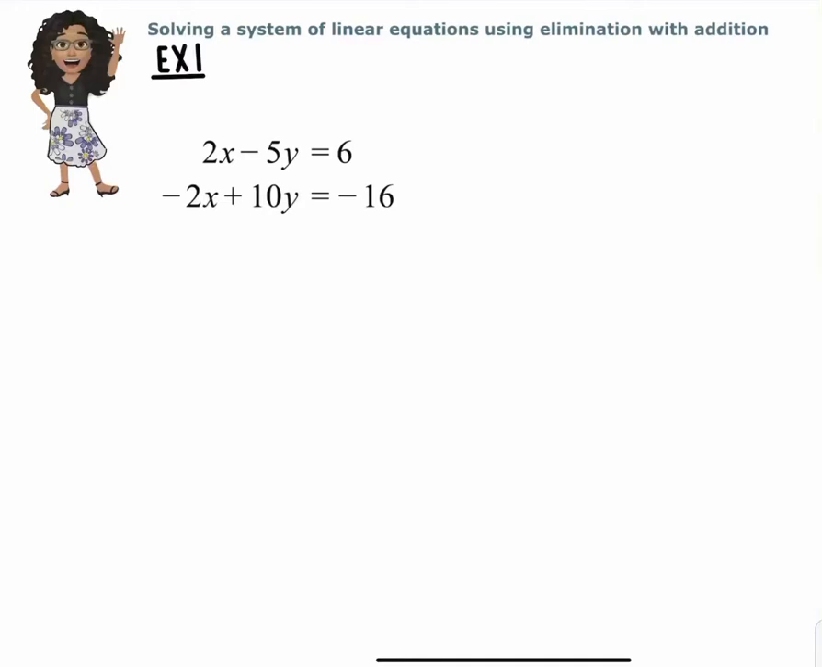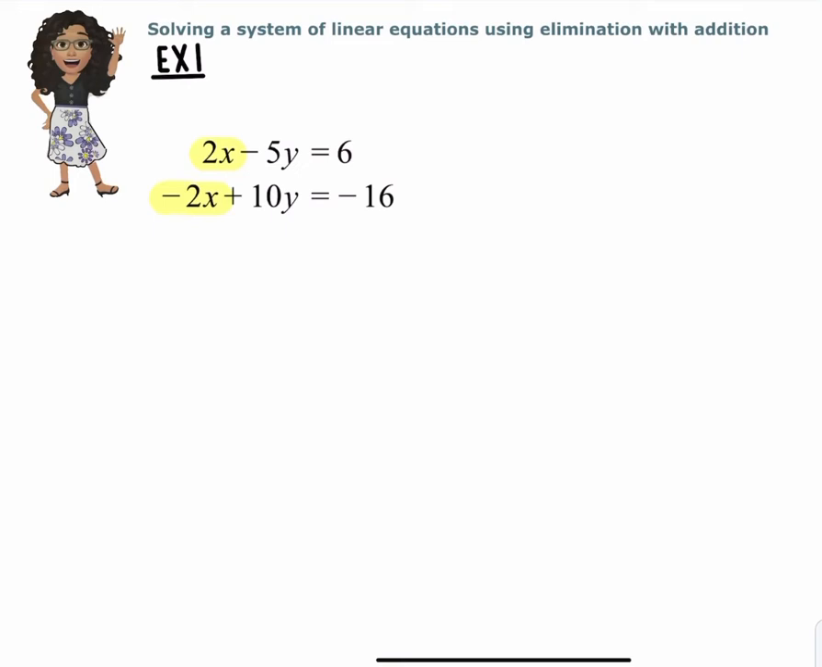When solving a system of linear equations, elimination is an excellent method if you notice that both of your equations have opposite terms. Notice in the top equation we have positive 2x, and in the bottom equation we have negative 2x. Since each of the equations have opposite terms, elimination is a great method.